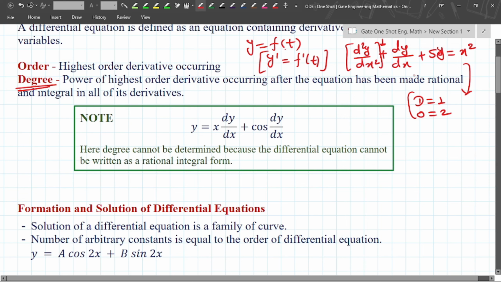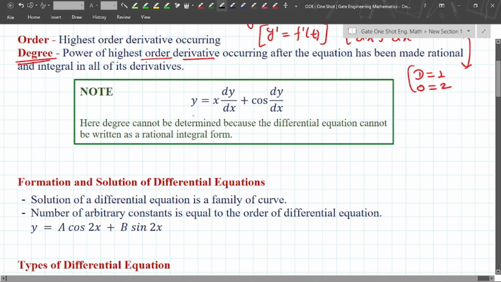This is the simplest form we are taking here, but the main thing is the power of the highest order derivative occurring after the equation has been made rational and integral in all of its derivatives. It means in the simplest form of the differential equation, the highest power of the derivative is called the degree. I'm taking an example here, that is the note point. You should have an idea about this. If it contains the derivative portion, it must be a differential equation, and of course it is a differential equation.